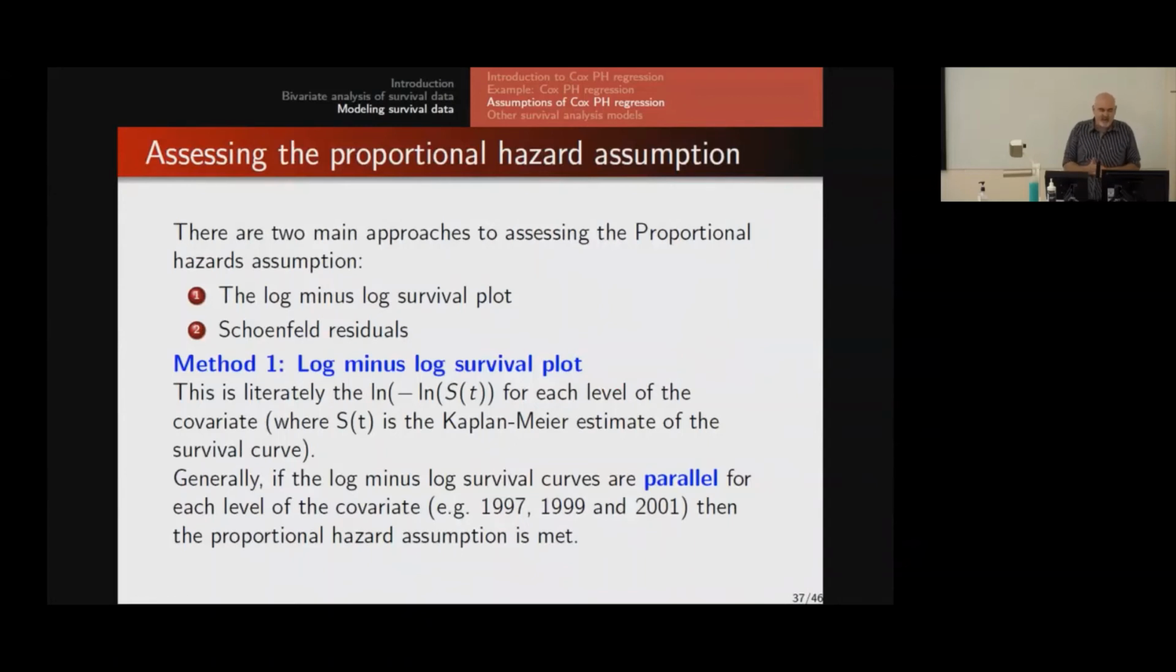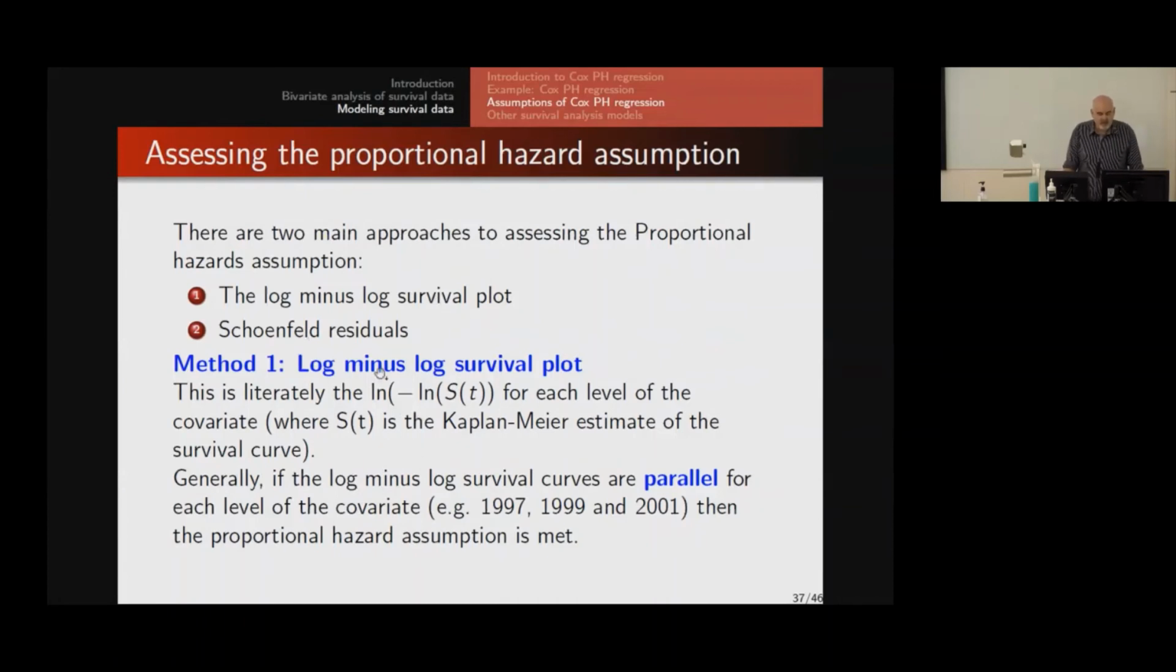The first is a graphical method called the log minus log plot, and the second is a method called the Schoenfeld residuals, and that is actually a formal test. Okay, I'm going to go into more detail about the first method, and I'll leave the Schoenfeld residuals, but really it's no harder to use. The reason I'm going to use this is because I think it's a relatively intuitive way. It has an advantage and a disadvantage.